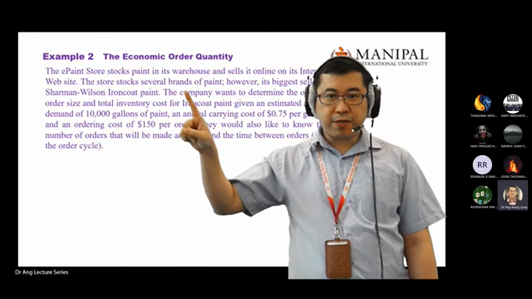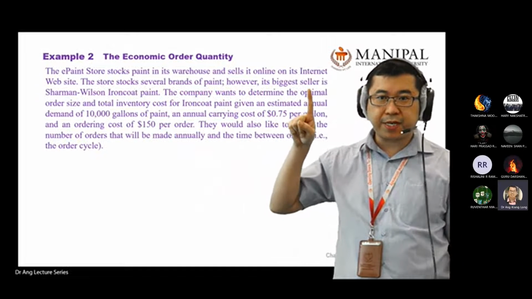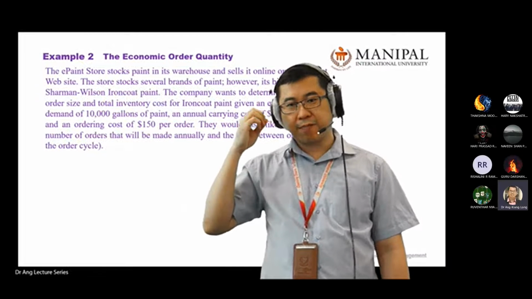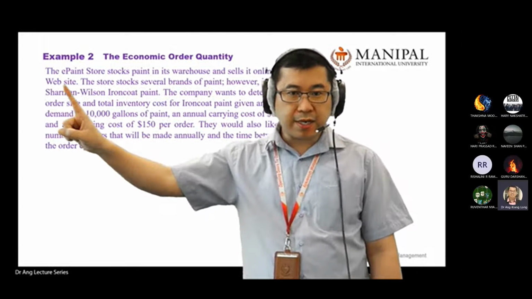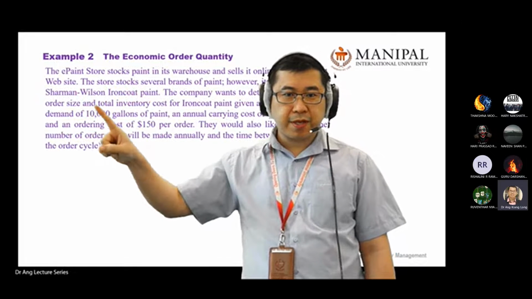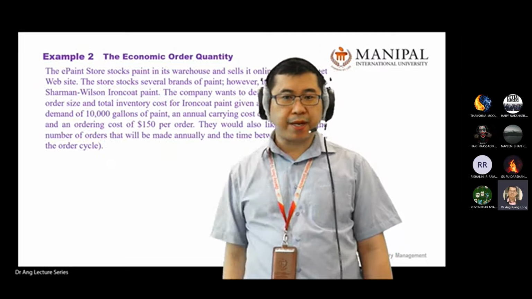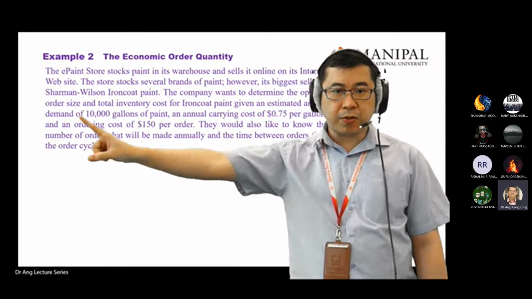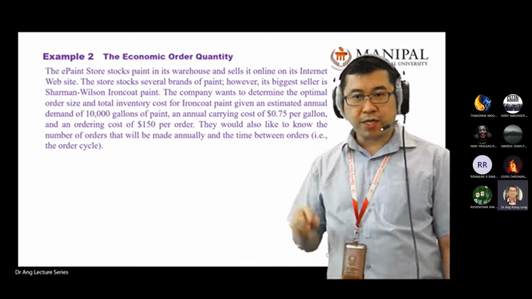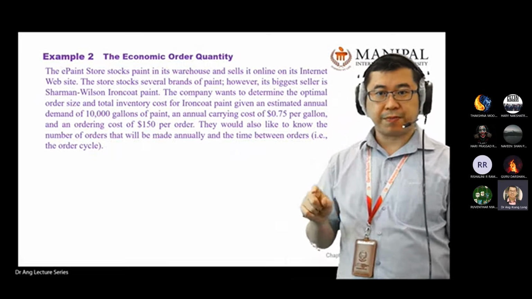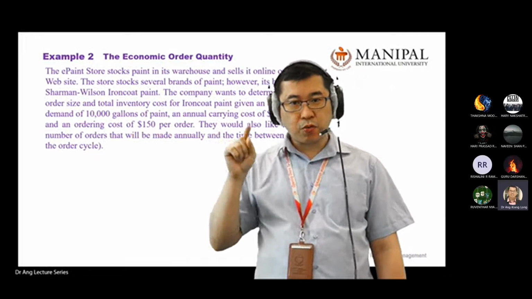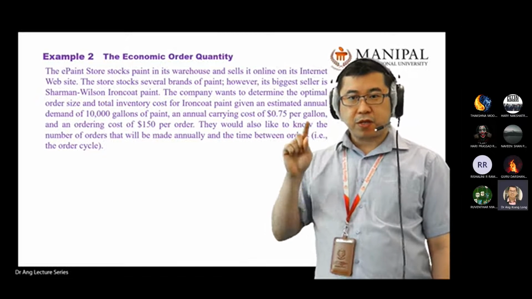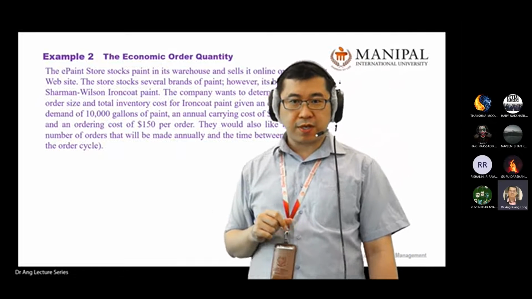The store stocks several brands of paint. However, its biggest seller, that means the most popular product they sell, is SWI paint. Just in short, I just call it iron coat paint. The company wants to determine the optimum order size and inventory cost, which is the equation that you just copied just now. The optimum order size, which is the QOP, and the total inventory cost. Once you find the QOP, you substitute back to the total cost equation.